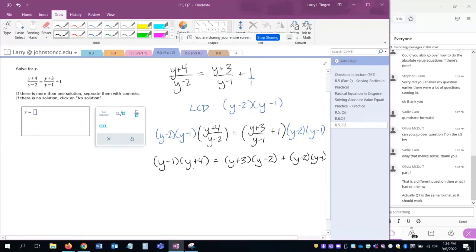multiplications to do. y minus 1 times y plus 4 is y squared plus 4y minus y, plus, letters. Why are letters so hard today? 4y minus y is 3y. Negative 1 times 4 is negative 4. On the right, y times y is y squared. y plus 3y plus 2y is 5y.